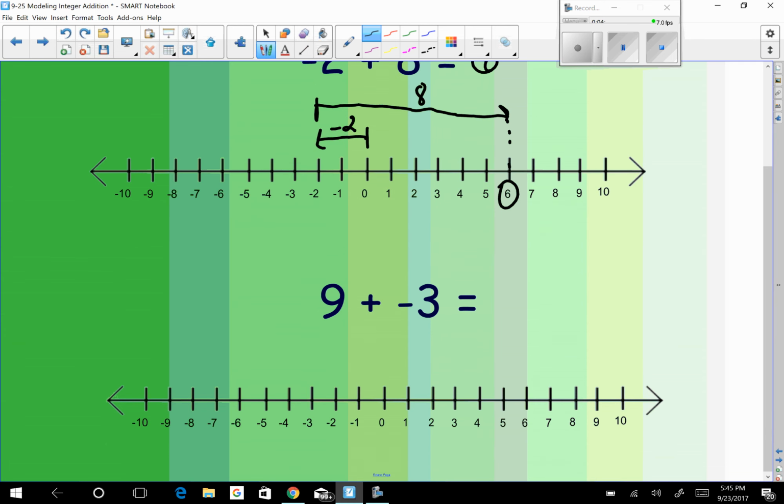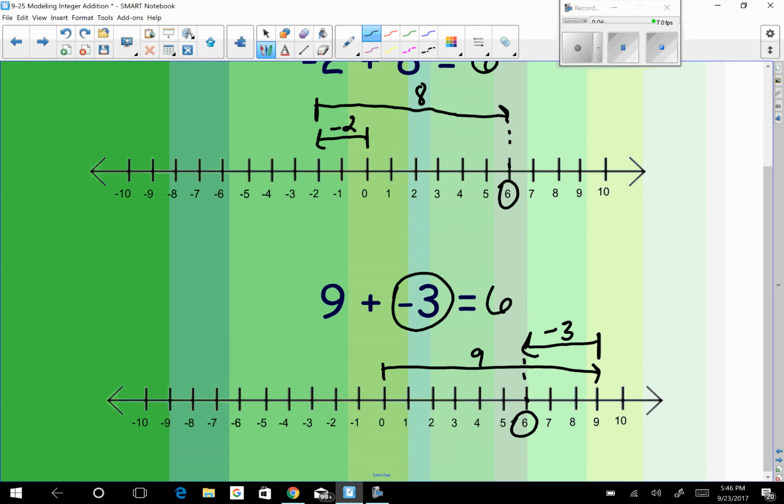Now 9 plus negative 3. Start here. Our first number is positive, so we go 9 to the right. So that was 9. Now you start there. Our second number is negative 3, so that means we go 1, 2, 3 to the left. And where do you land over? 6. So positive 9 plus negative 3 is 6.